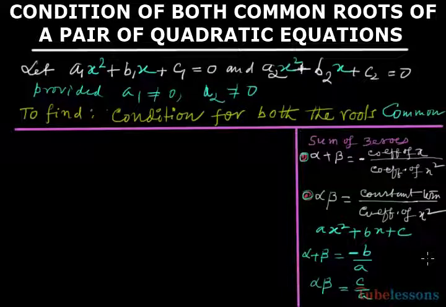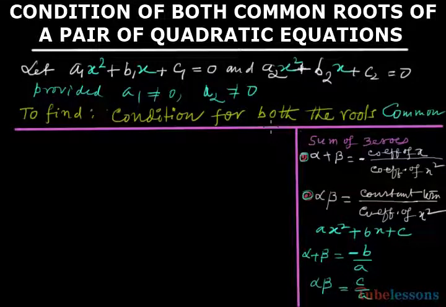Here in this video, we are finding the condition for both common roots of a pair of quadratic equations. Let us take two quadratic equations: a1x square plus b1x plus c1 equals 0 and a2x square plus b2x plus c2 equals 0, provided a1 and a2 are not equal to 0. We want to find the condition for both the roots to be common.